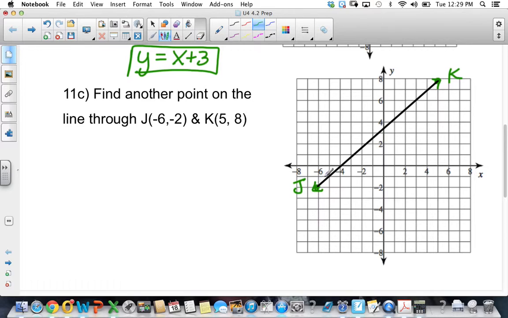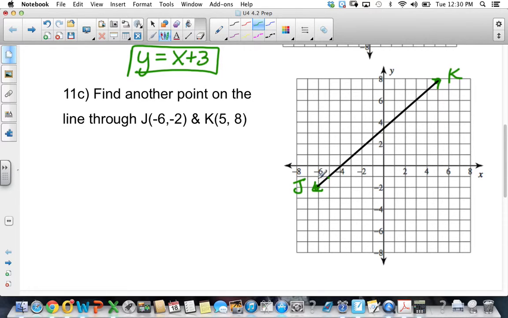Well, I can't just guess and say, oh, that's a point on the line. That looks like (-5, -1). The problem is you're guessing. Between every one of these points, you must have the same slope. So we need to know what JK is, the slope of JK.